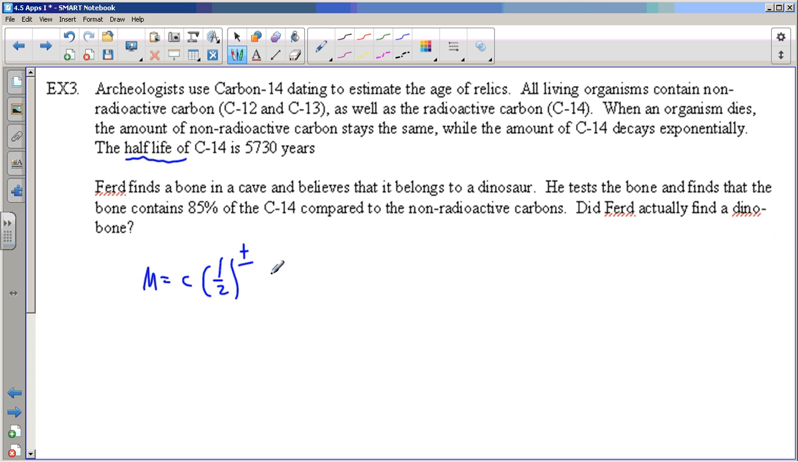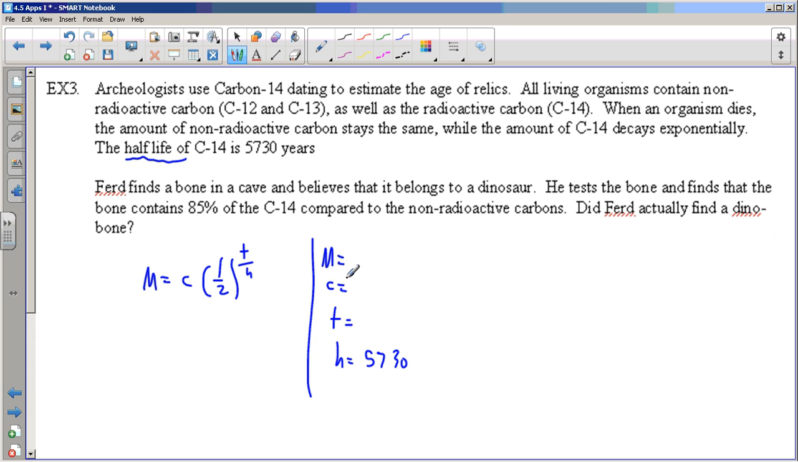P over H, where M, C, T, and H. And I know the half-life is 5730, and like you've talked in chemistry probably, the half-life of some of these radioactive materials is really, really long. All right, what else have we got? Notice not a lot more information.